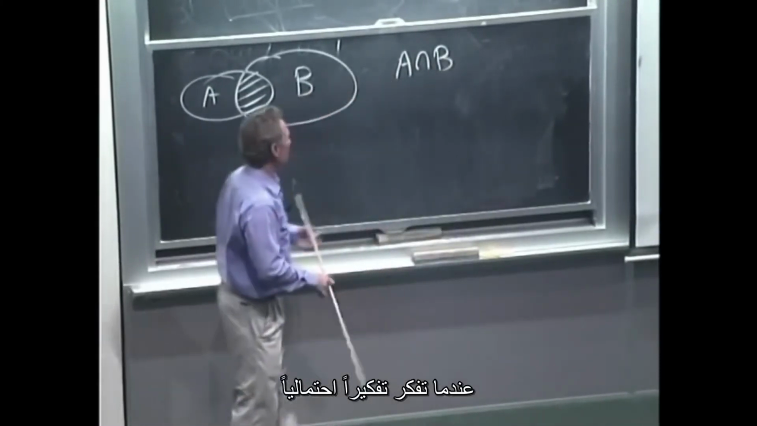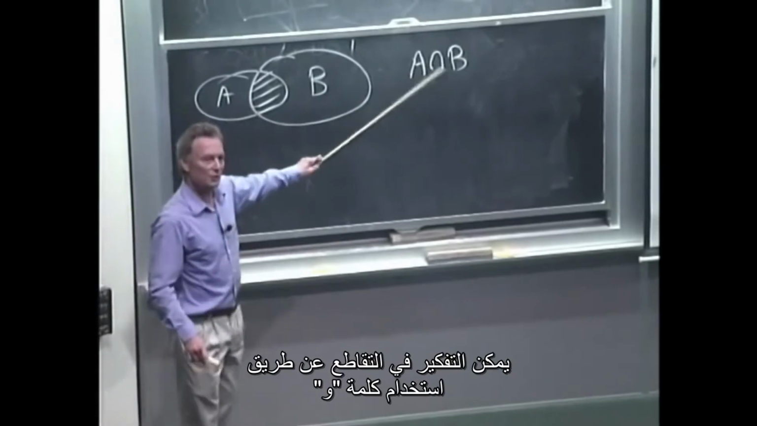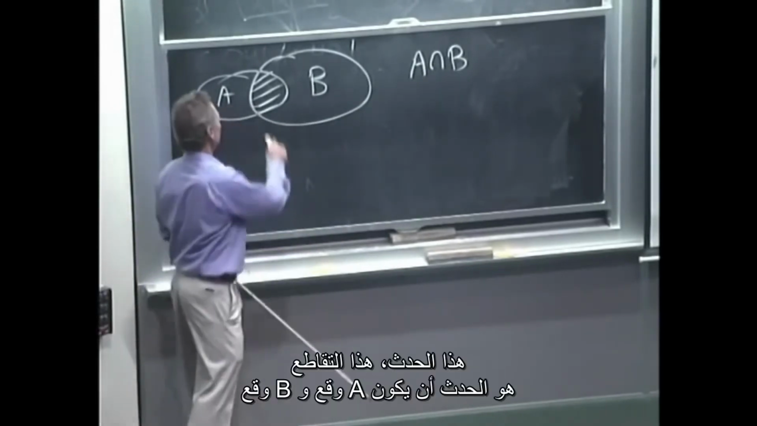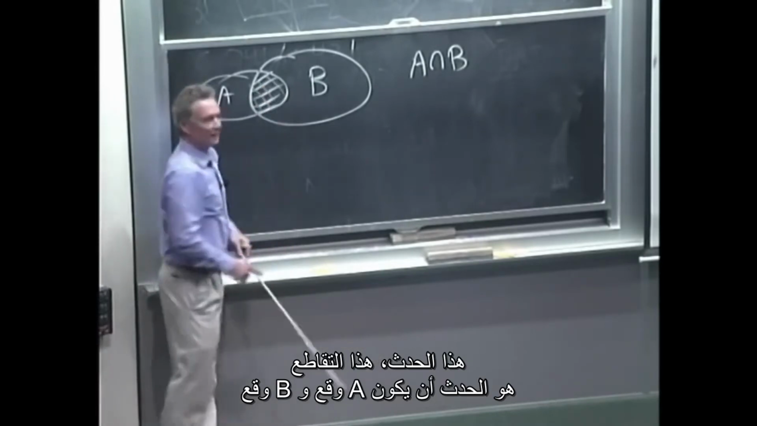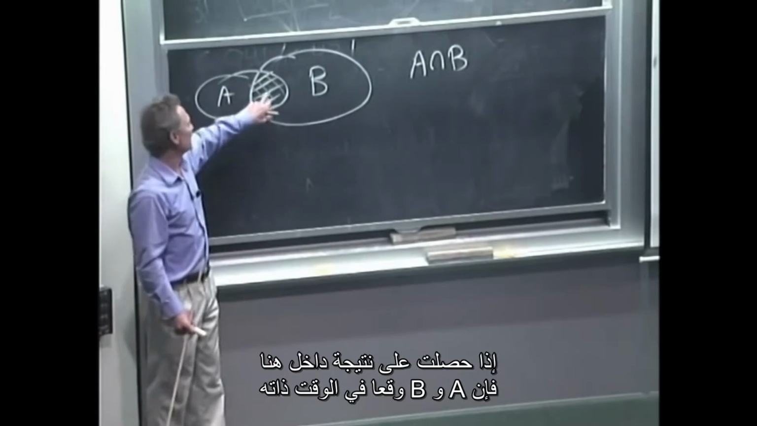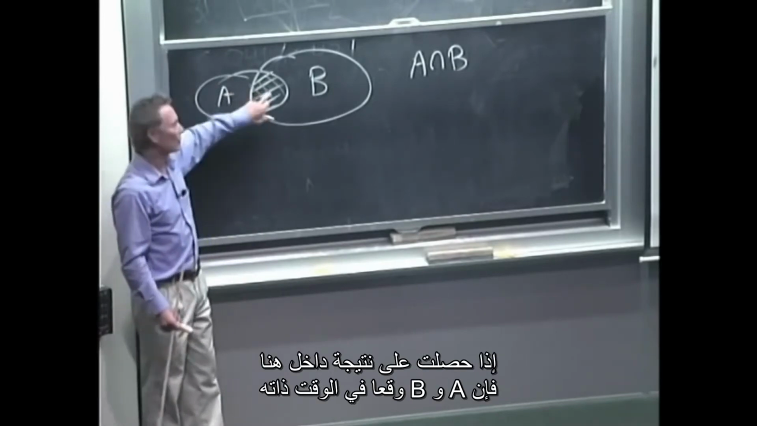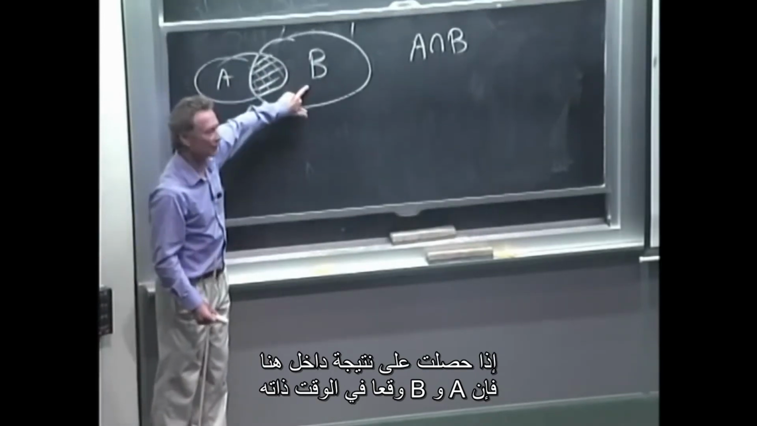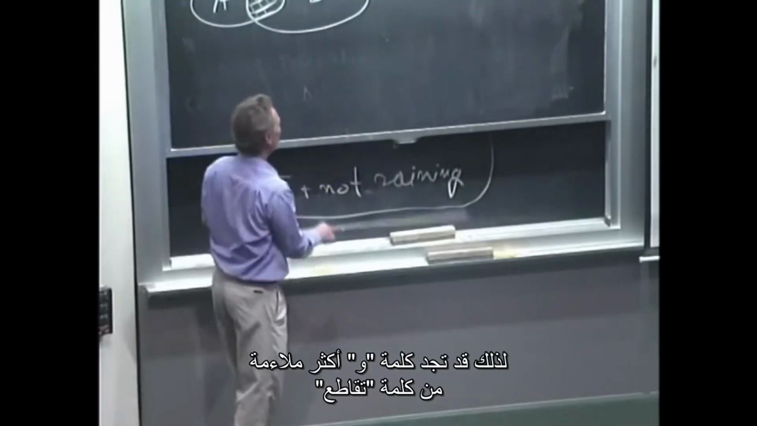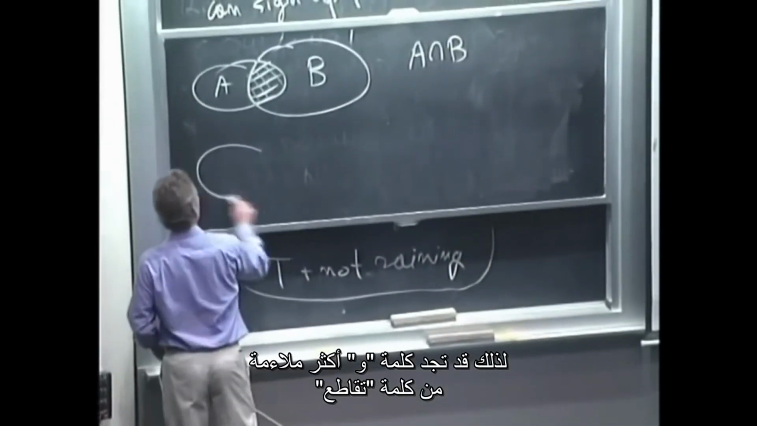When you think probabilistically, the way to think of intersection is by using the word "and." This event, this intersection, is the event that A occurred and B occurred. If I get an outcome inside here, A has occurred and B has occurred at the same time. So you may find the word "and" to be a little more convenient than the word "intersection."